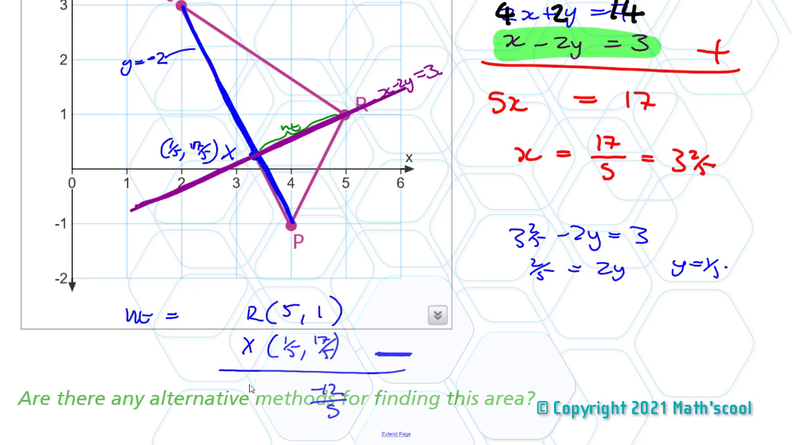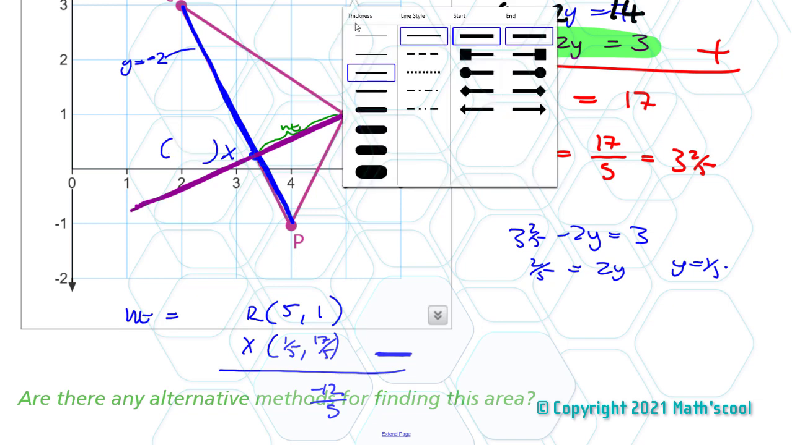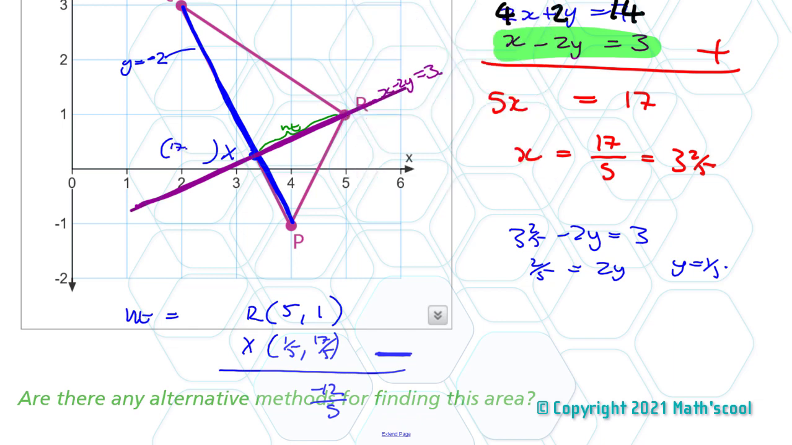So, oh, hold on, whoops, error, I put my coordinates the wrong way around. Careless error. It's 17/5 and 1/5. Oh, okay, I need to swap them here as well. So 17/5 and 1/5. And so if I subtract them, that's going to give me 4/5. And that's going to give me 8/5.